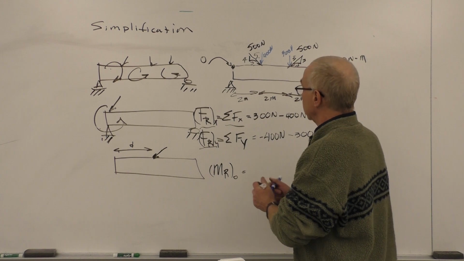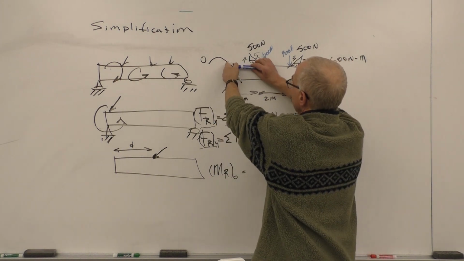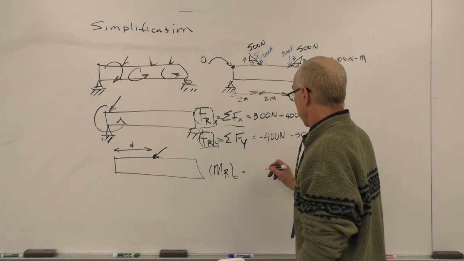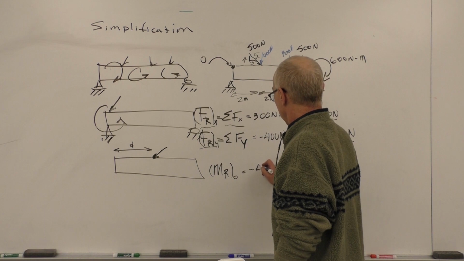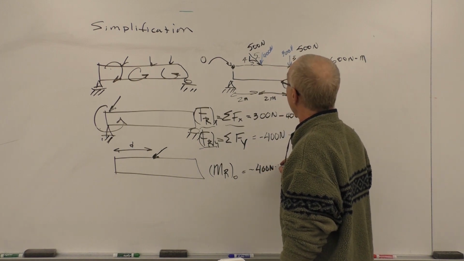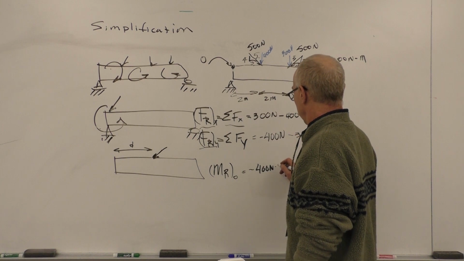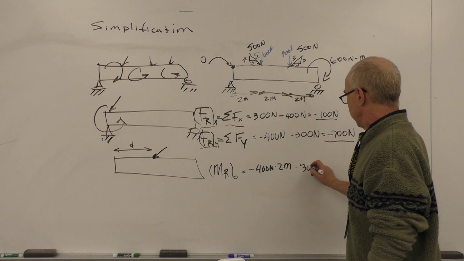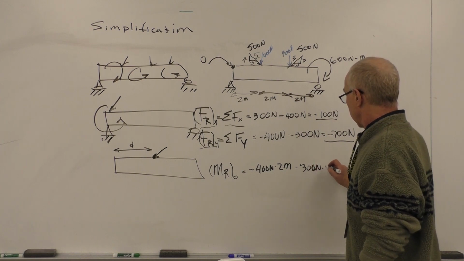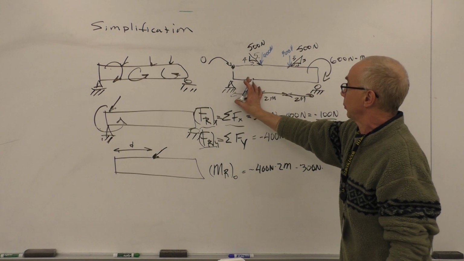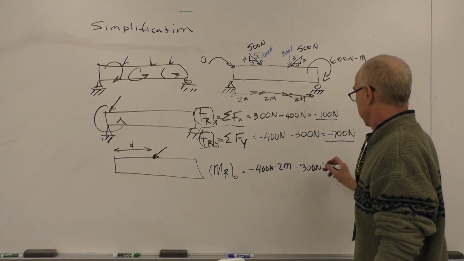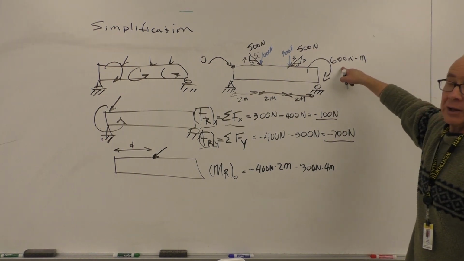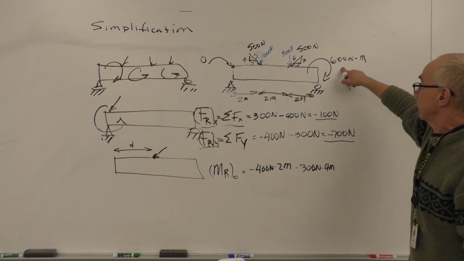And if you think about the moment here, they're both going to cause a clockwise rotation, or a negative moment. So I'm going to have a negative 400 newtons times this length, 2 meters. And then negative 300 newtons times 2 plus 2, 4 meters to get to point O. And then we have 600 Newton meters in the clockwise direction. So that's a negative value.